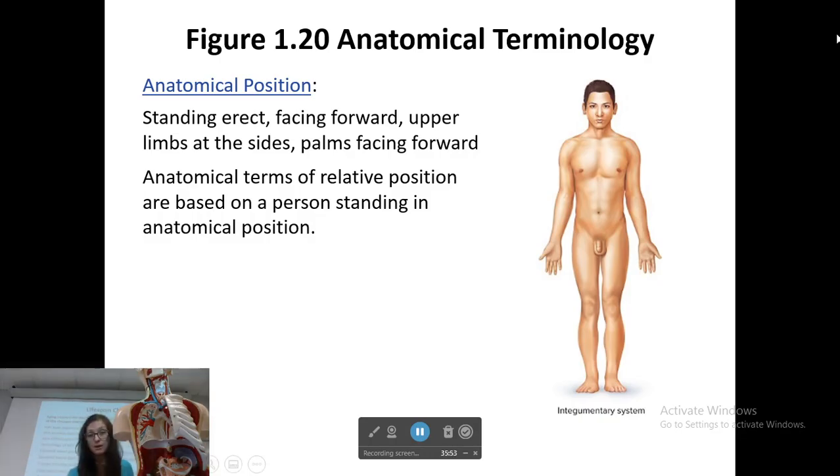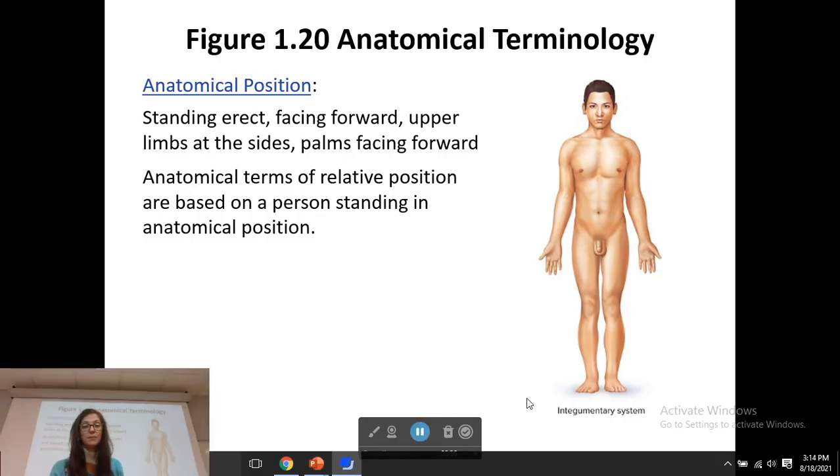Okay, let's stop for just a second. Okay, I want everybody to stand up and stand in anatomical position. Okay, this diagram here is anatomical position. So what are some of the things that you are noticing about anatomical position? What about the hands? Facing forward, right? So your palms are facing forward. The thumbs are facing away from the body, right?